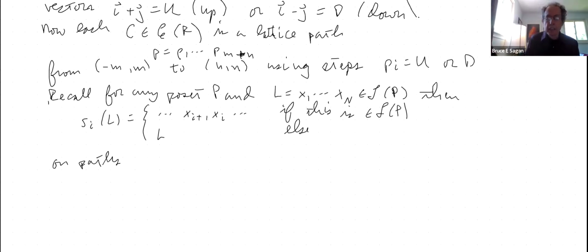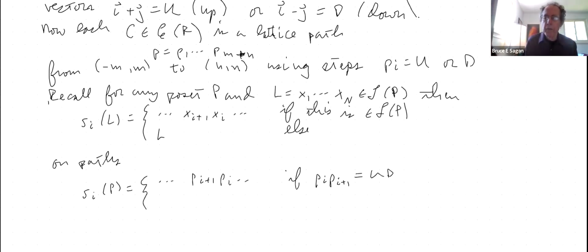So let's translate this into the path terminology. Well, it's exactly what you'd think. S_i of a path is going to be either switch the (i+1)th and the ith elements of my right steps. And this happens if these two steps can be switched, that is, if they're up, down, or down, up. And otherwise, the path stays invariant. So if these two are both up or both down, switching them doesn't do anything.